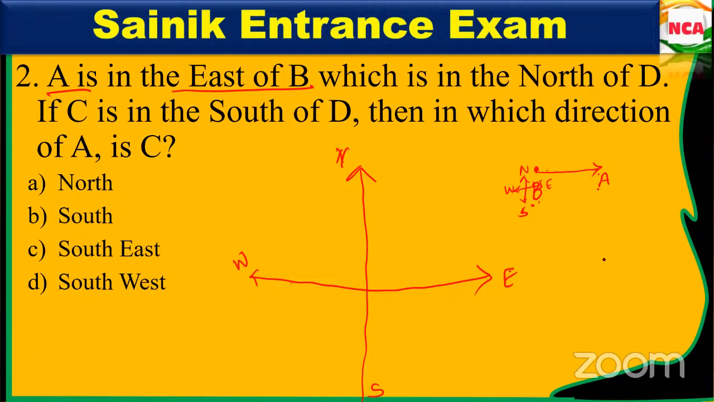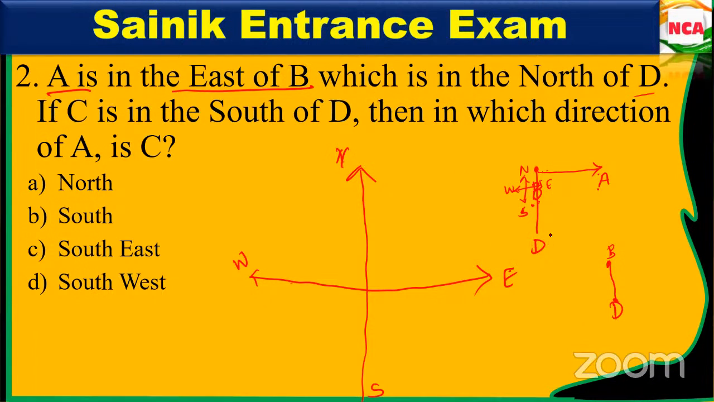So north of D, if I place D here, towards north is B, right? So here it is B. So I can draw a line and mark D downwards, right? Is that clear what I'm drawing? The front of B only, the north side is. Yes. But they are saying B, which is in the north of D. With respect to D only, it is in the north.